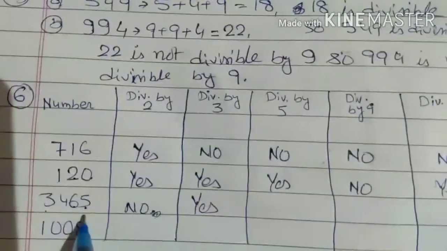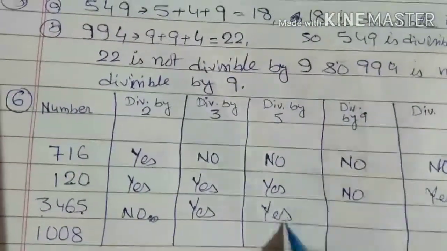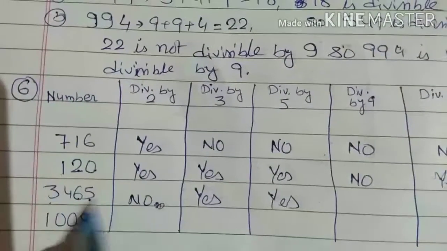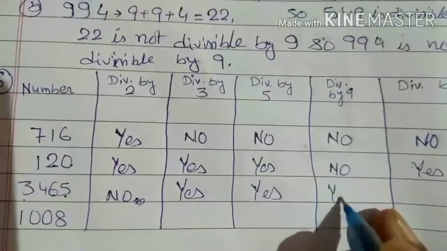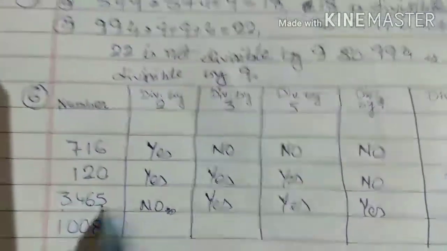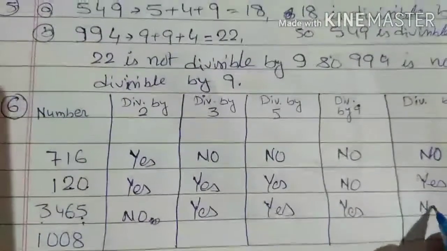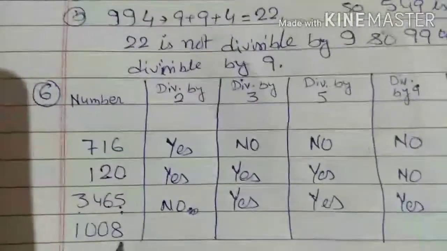Its ones place is 5. So this is divisible by 5. Its sum is 18. 18 is divisible by 9. So this number is also divisible by 9. Its ones place is not 0. So this is not divisible by 10.